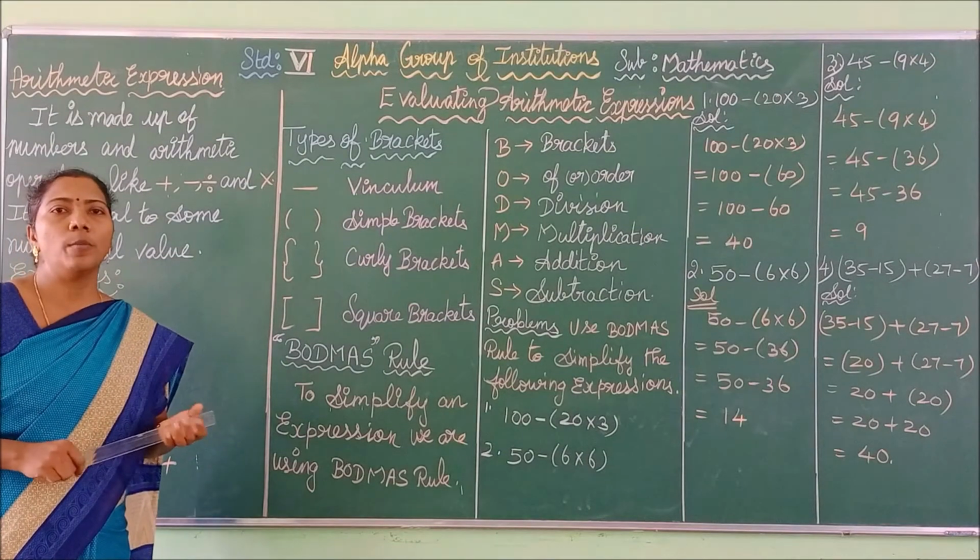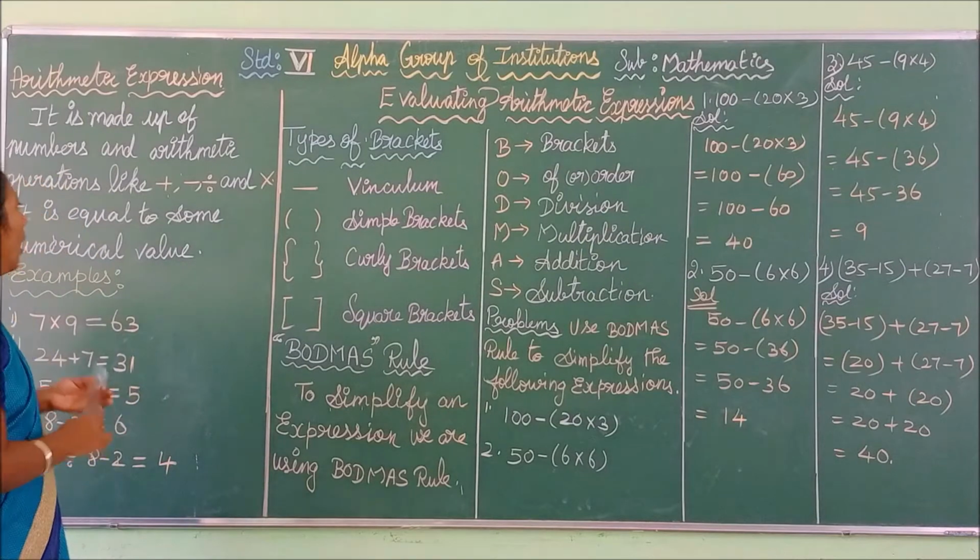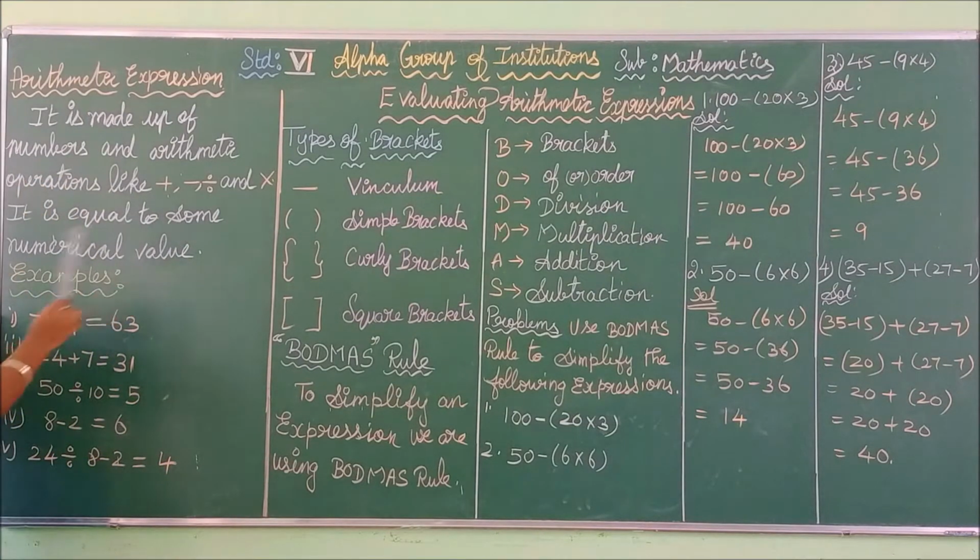What are the arithmetic operations? Addition, subtraction, multiplication and division. And it is also equal to some numerical value. Such an expression is called an arithmetic expression. Here we have some examples. 7 into 9 is equal to 63. Here we have two numbers, and between the two numbers you have the operation multiplication, and it gives the value 63. This is called an arithmetic expression.